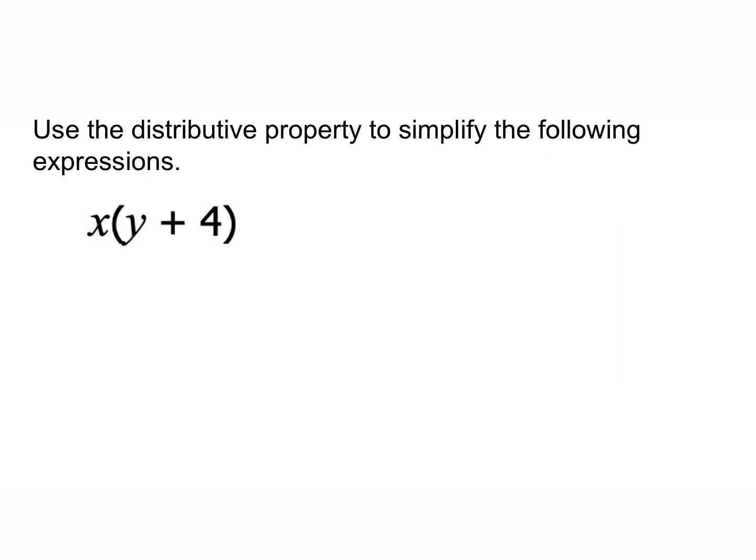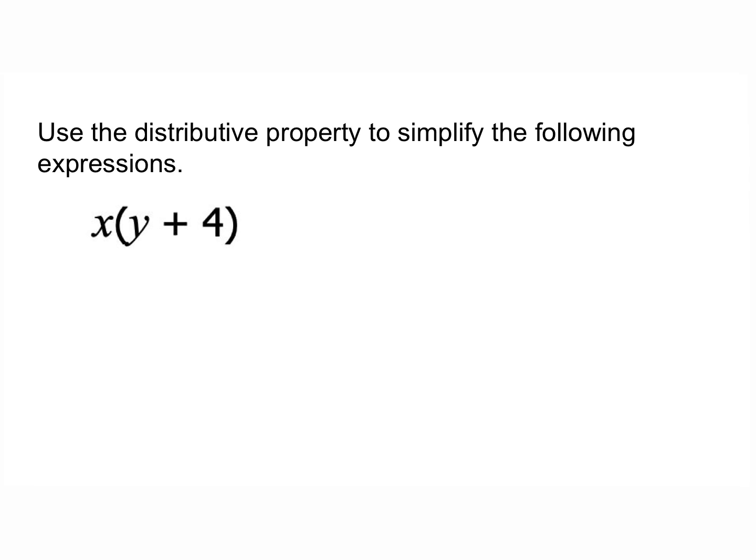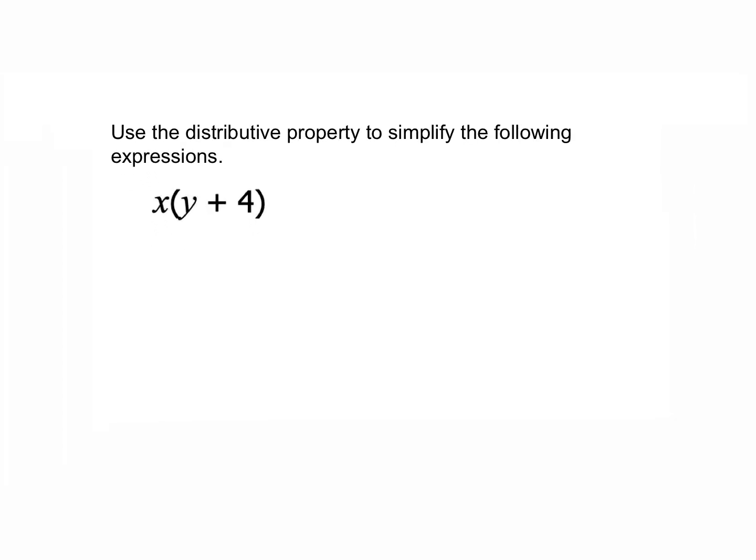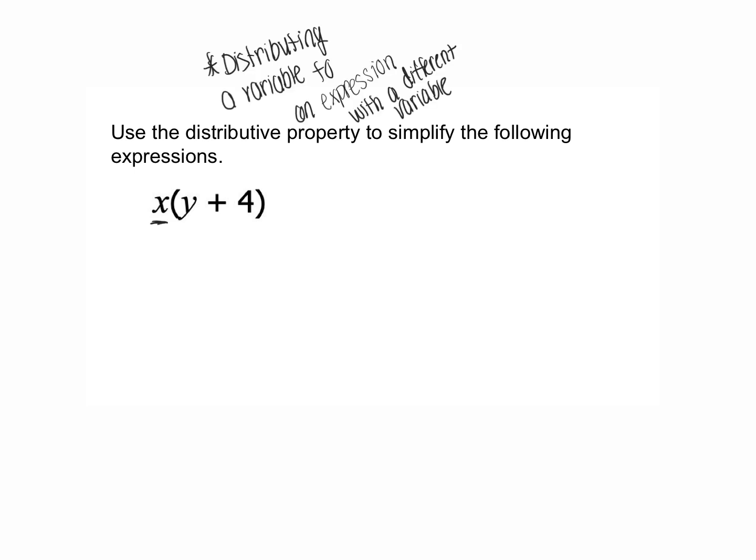Either is fine. All right, here we have to distribute x times y plus 4. So we are distributing a variable into an expression with a different variable. So the way this works is we have x times y. We literally just rewrite this as xy. Then we're going to keep the plus sign. We have x times 4. We have 4 copies of x.